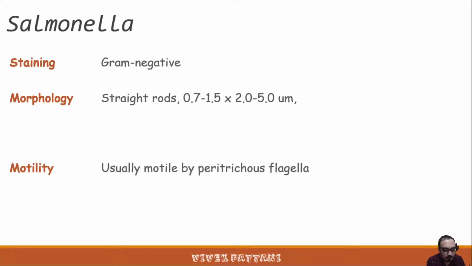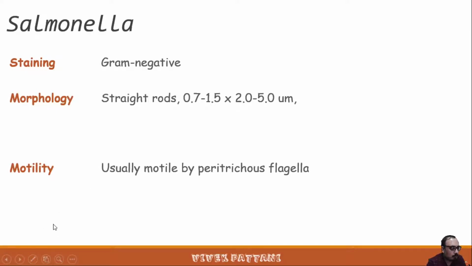Salmonella is a gram-negative rod-shaped bacteria. If motility is present, they are usually motile by means of peritrichous flagella. Salmonella, as you know, is a pathogen. There are also other species of Salmonella which are not pathogens, and one of the most common pathogens is Salmonella typhi.